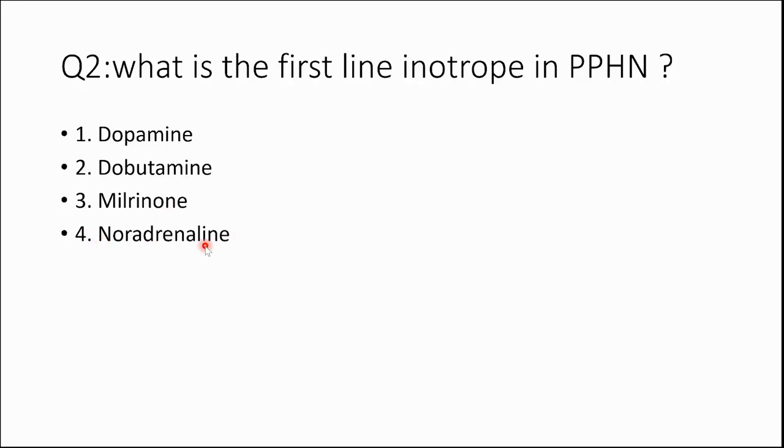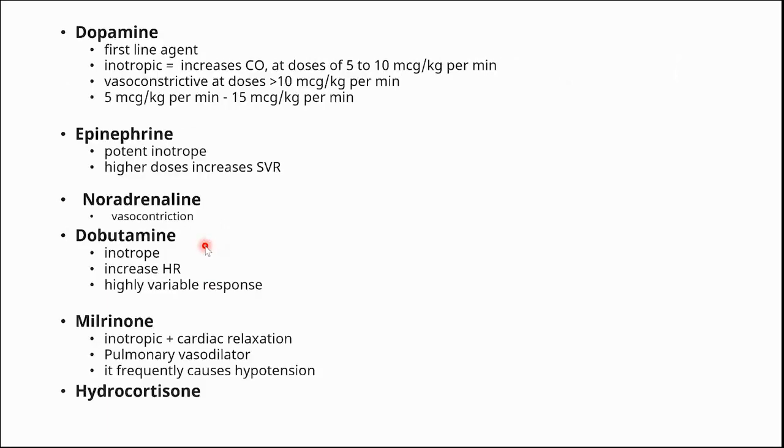So the correct answer is, of course, dopamine, the first line inotrope in PPHN as well, common to all newborns, right? I will briefly go through the inotropes which are available for us to use, because you need to know the action of the inotrope if we are to maintain appropriate blood pressures in a baby with PPHN. Why we choose dopamine as the first line agent is that it has an inotropic effect, that means it increases the cardiac output. But remember, that's at doses of 5 to 15 micrograms per kg per minute. There is no point in just going up to 20s if you see a baby with hypotension. After 10 to 15 micrograms per kg per minute, severe vasoconstriction happens, and that's not going to help you at all.